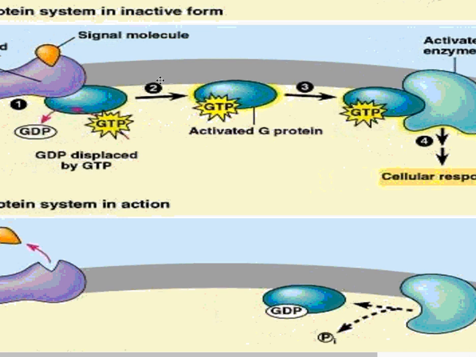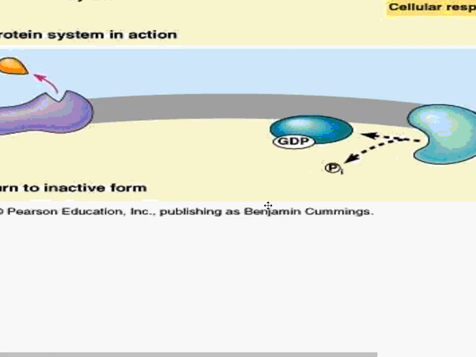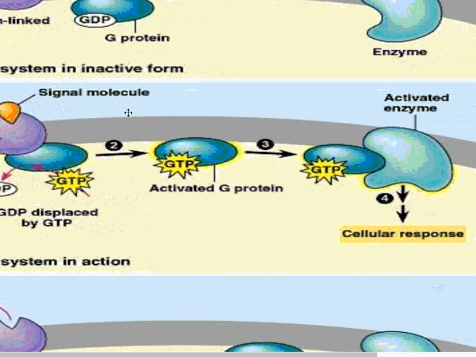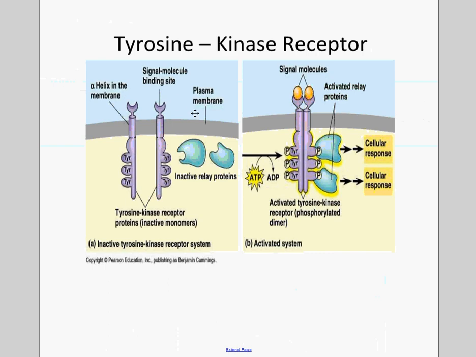Important concept here, don't miss the forest for the trees. This is just a very simple relay system. Signal binds, the G protein goes and says, okay, I got the signal, takes it to the enzyme, and finishes off the response. Very simple.